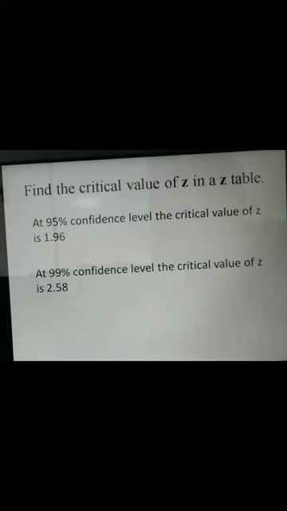To make it easier to grasp, let me tell you that at a 95% confidence level, the critical value of z is 1.96. So at a 95% confidence level, the p value is 0.05. If we want to get the p value 0.05, then we need a z score of 1.96. And if we want to see a 99% confidence level, then the critical value of z will be 2.58.